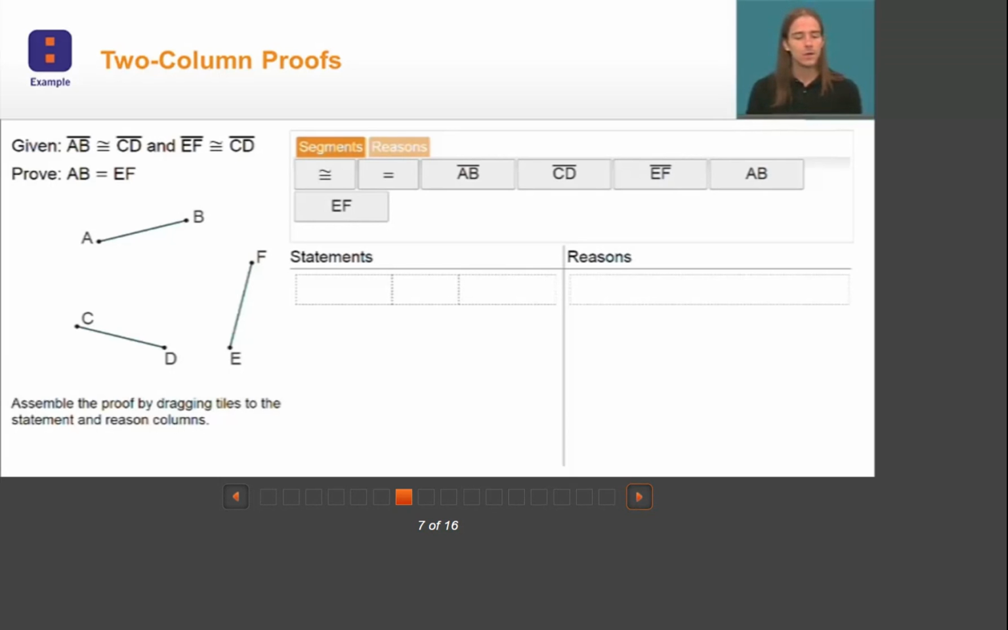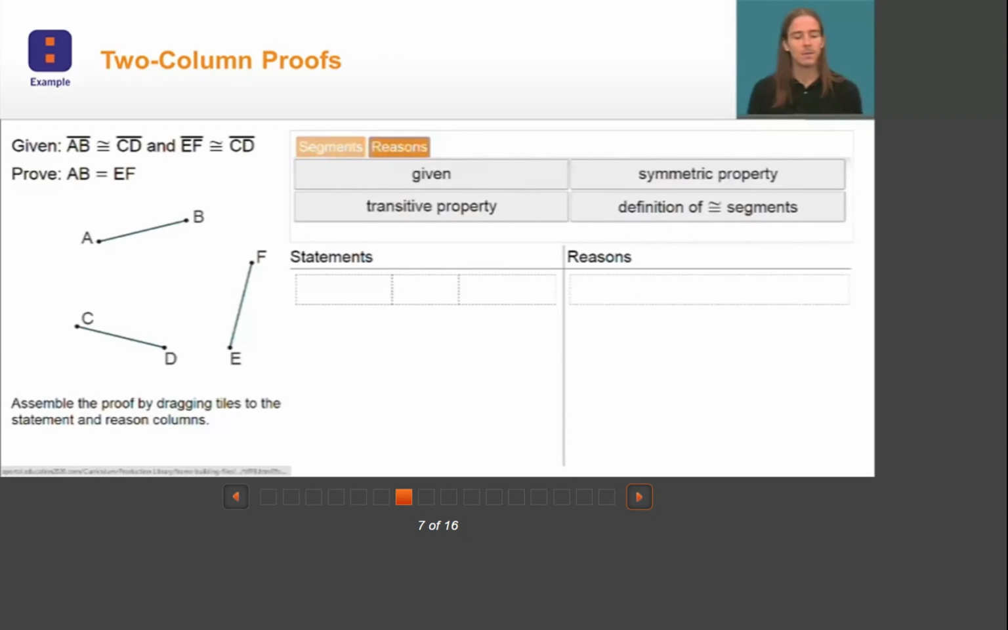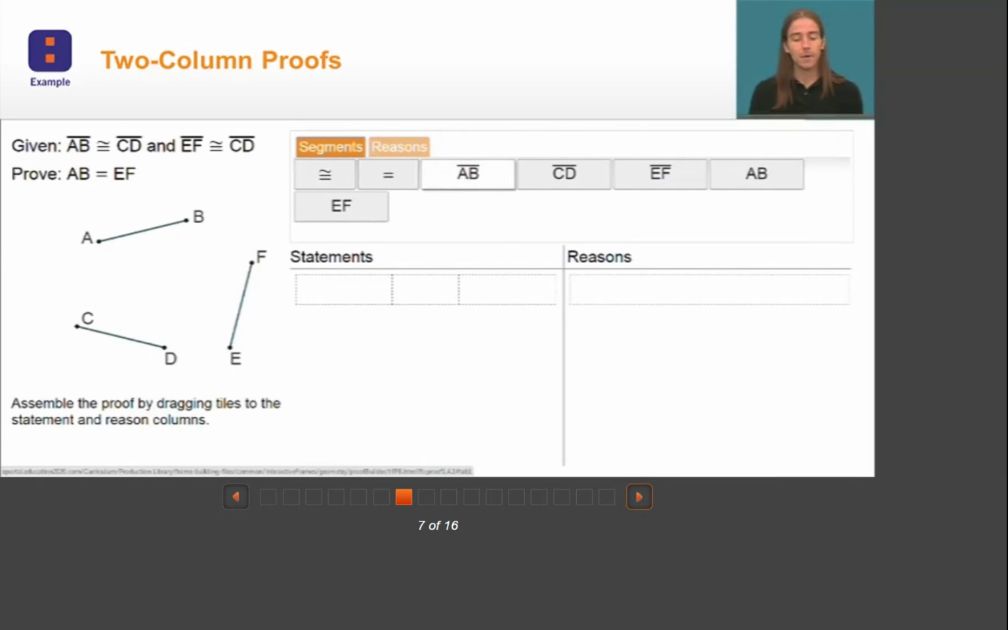Well, in this tool, you see that I have an area with different tabs. In this case, I have two of them. Sometimes you could have more, depending on what you're asked to prove. And each tab contains a number of tiles that I can tap on and then drag. So what I'm going to do here is start arranging my given information.